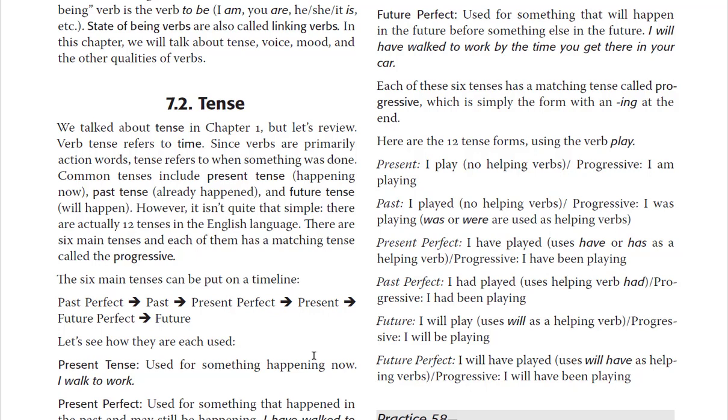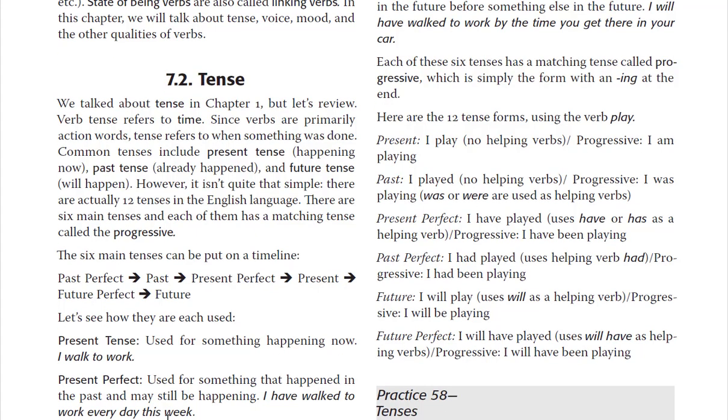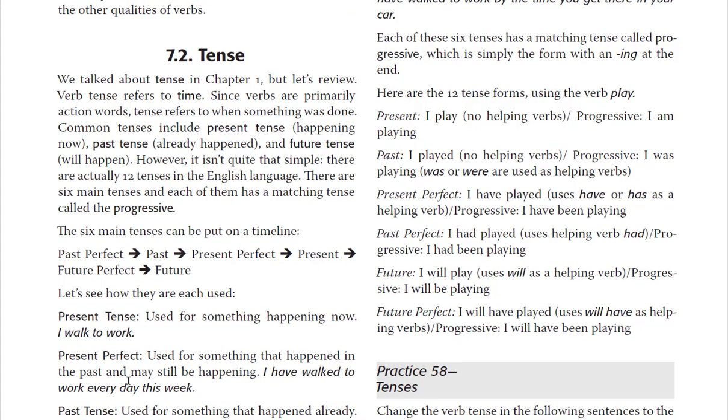The 6 main tenses in English can be put on a timeline. So you have, this is the furthest in the past: past perfect, past, present perfect, present, future perfect, future. Let's see how they are used. Present tense, used for something happening now. I walk to work. Present perfect, used for something that happened in the past and may still be happening.